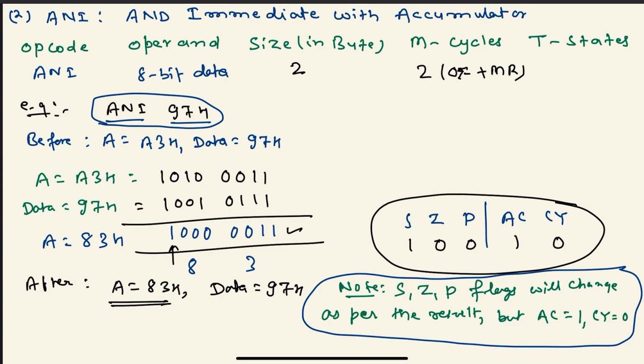We know that the opcode fetch operation requires 4 T states, and the memory read takes 3 T states. So 4 plus 3, the total number of T states required for execution of this instruction is 7 T states. I hope you understand the operation of this ANI instruction, how it operates and its impact over the flags. Again I am recalling that the major point is that the auxiliary carry should be set and the carry should be reset. Keep these things in mind while using this instruction.